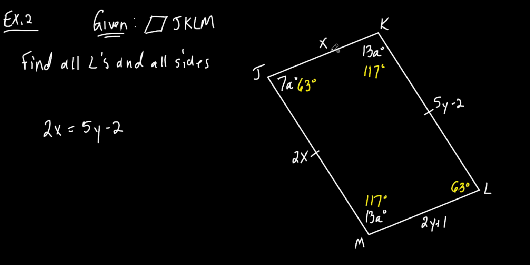But I also know something else, don't I? I also know that this side right here is equal to this side right here. So let's write that down. So x equals what? What's this x equal to? This x equals 2y plus 1. So x equals 2y plus 1.